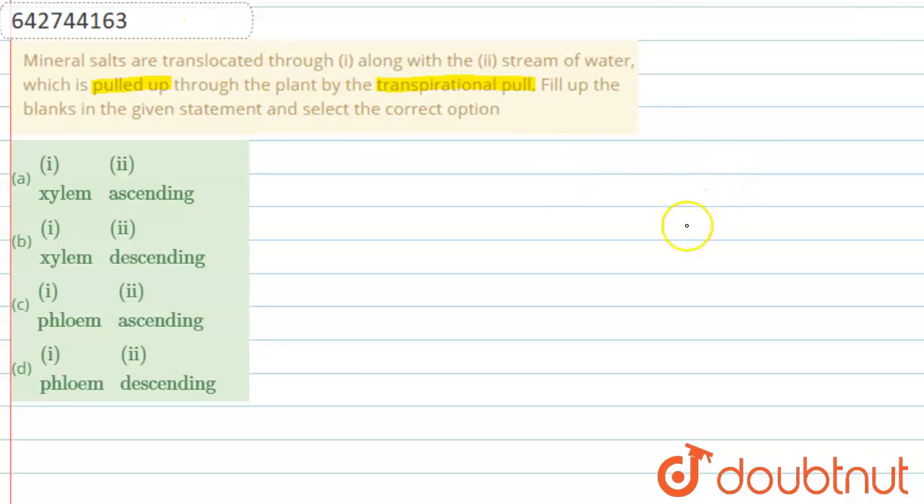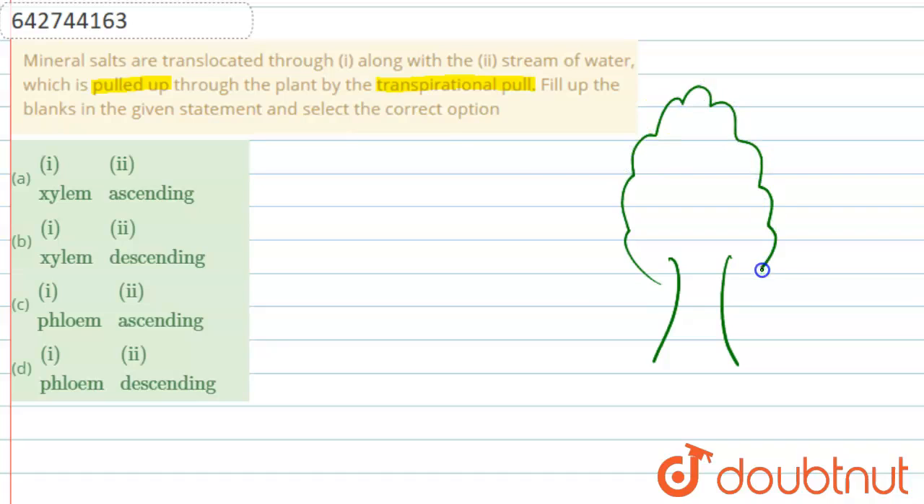Transpiration is nothing but the loss of water in the form of water vapor through the aerial parts of the plant body. Maximum of the transpiration happens through the leaves. So leaves are the major organs through which the transpiration is happening. Transpiration is loss of water in the form of water vapor through the leaves, or through the aerial parts of the plant body.